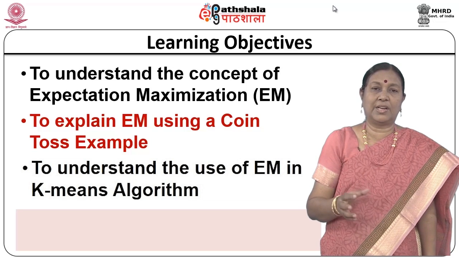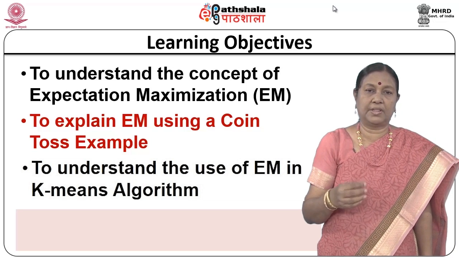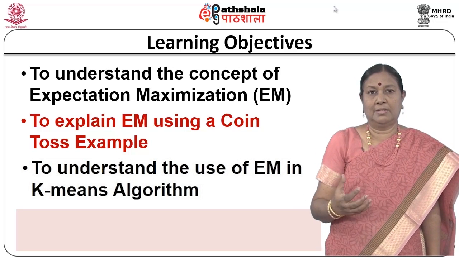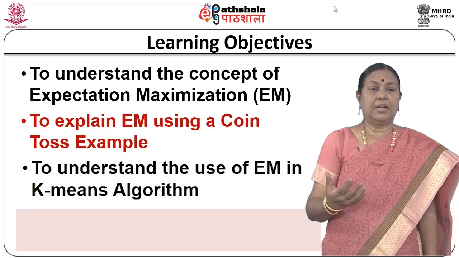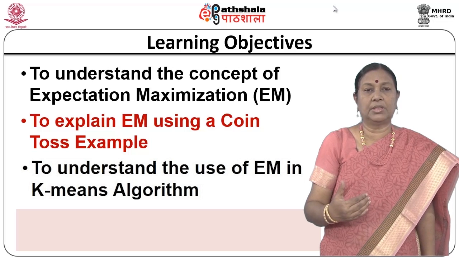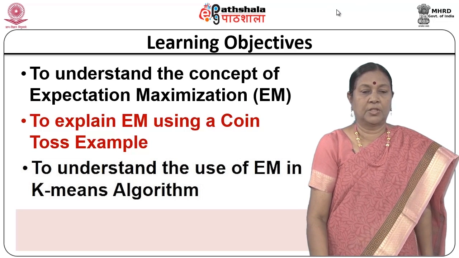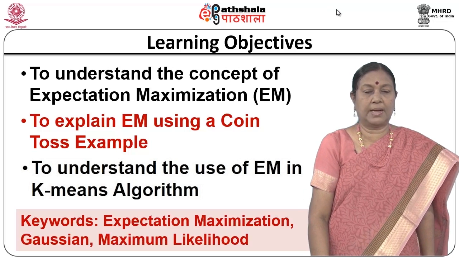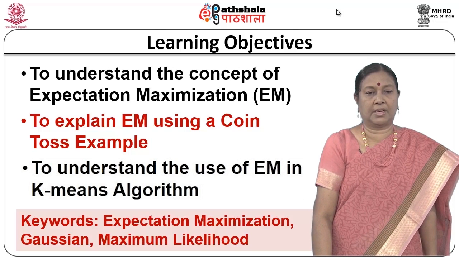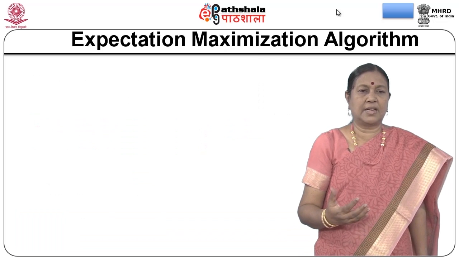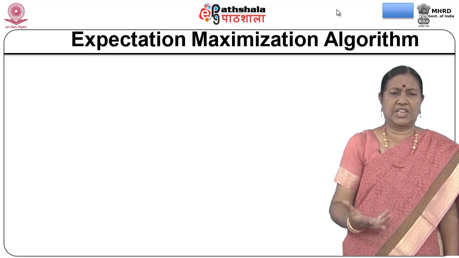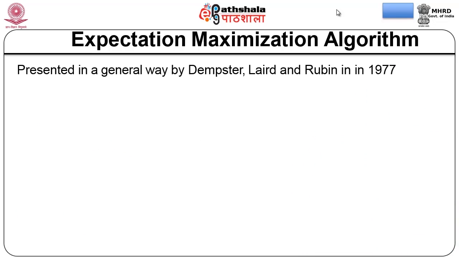So, initially you are going to take a very simple example and explain it without the use of the Gaussian, the normal probability function, using probability only, but in the second we are going to use a probability distribution function. So, the key words here are expectation, maximization, Gaussian, maximum likelihood. Before we start off, let us first understand what this expectation maximization algorithm is.